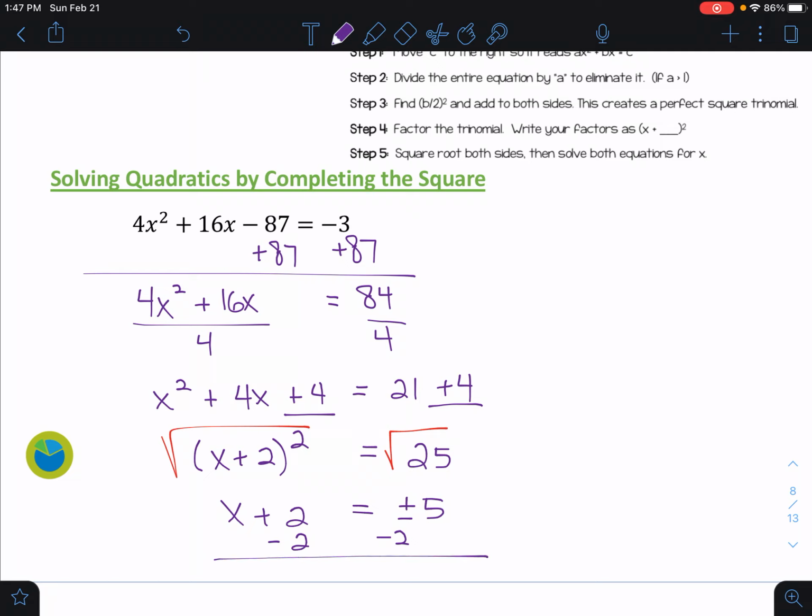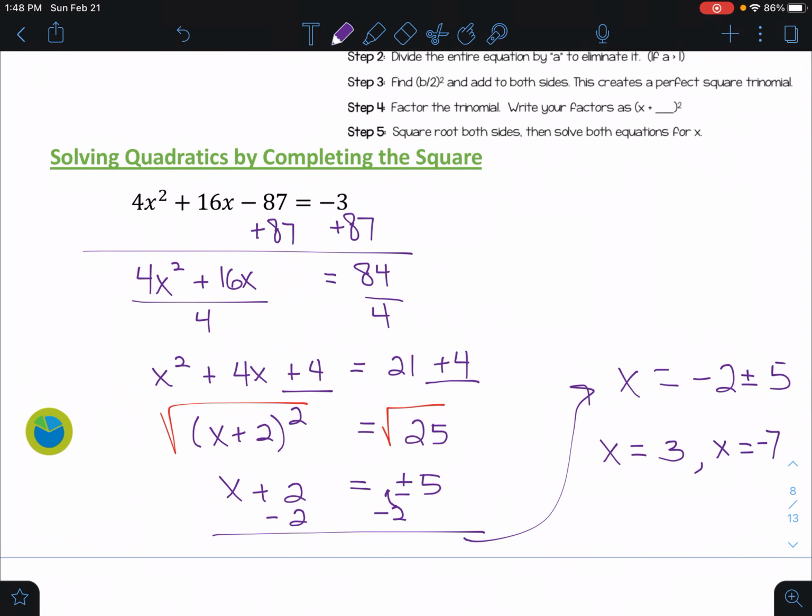And remember, when you write this, I'll write it over here. We're going to write that negative 2 is going to go in front. So this will be negative 2 plus or minus 5. And then write your two answers. Negative 2 plus 5 is 3. Negative 2 minus 5 is negative 7. So those are my two solutions.